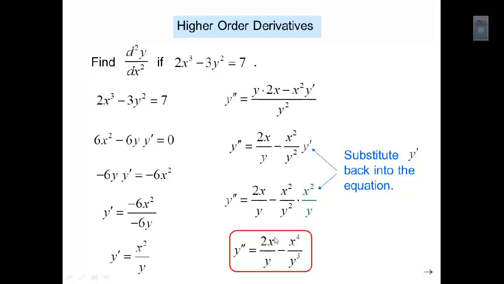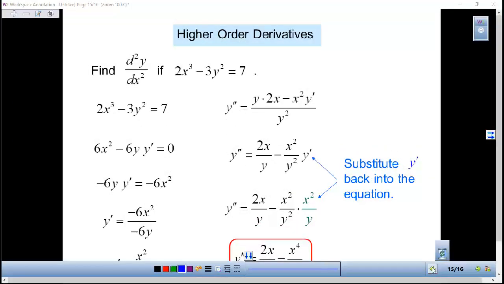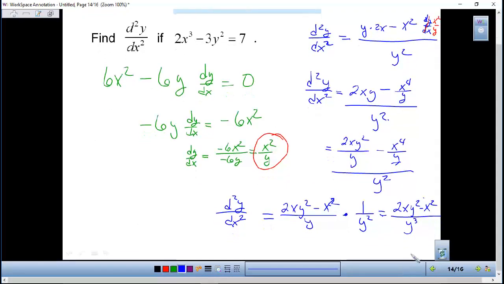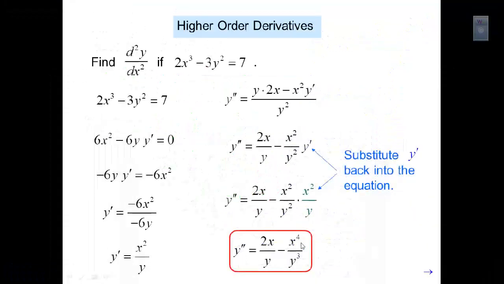All right, and that's just a little weird. They went ahead and divided it into the two parts. If you go back and look at the work there, if I divided y cubed into the 2x y squared, I would end up with 2x over y and an x squared over y cubed. That's what they get right there. So it's the same value, it's just a little different. Notice they use their notation of y double prime. It doesn't matter if you use y double prime or d squared y over dx squared. All right, that's all of implicit differentiation.